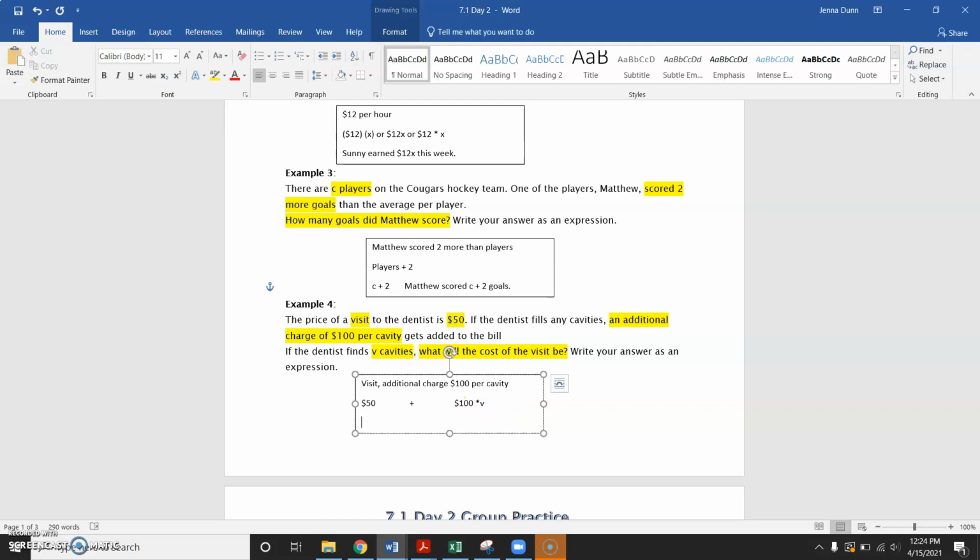Okay, now we need a sentence. The cost of the visit will be $50 plus 100V. And that's it. That's what we're doing for our practice today.